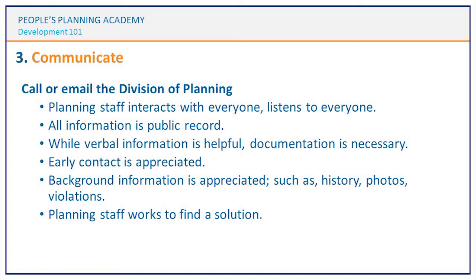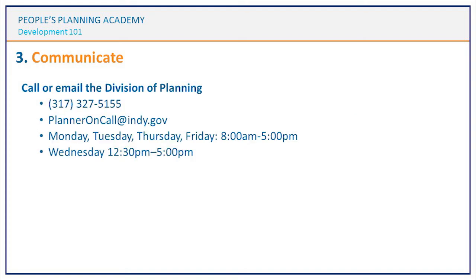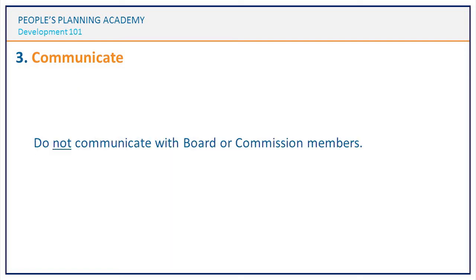In just a second, I'll talk about the public record and the official record. You can't talk to the BZA or the MDC off record. Everything needs to be recorded, and it's a part of the decision making. Early contact is appreciated. Background information is appreciated, such as a history, photos, and past violations. The staff will also work with you to find a solution. Here's the information for the on-call planner that you can contact about these issues. And lastly, as I mentioned, do not communicate with the BZA or the MDC. Everything needs to be a part of the official record.